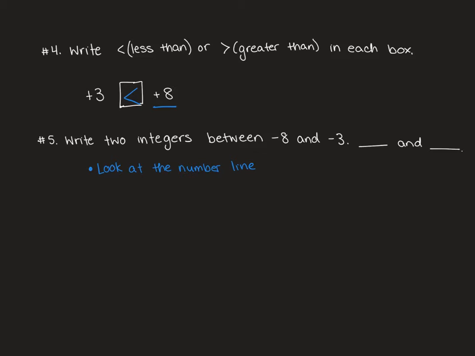Question 5 is going to ask you to write 2 integers between -8 and -3. If you're unsure, make sure to look at the number line at the top of your page. See where -8 is and where -3 is, and choose numbers that are in between them.